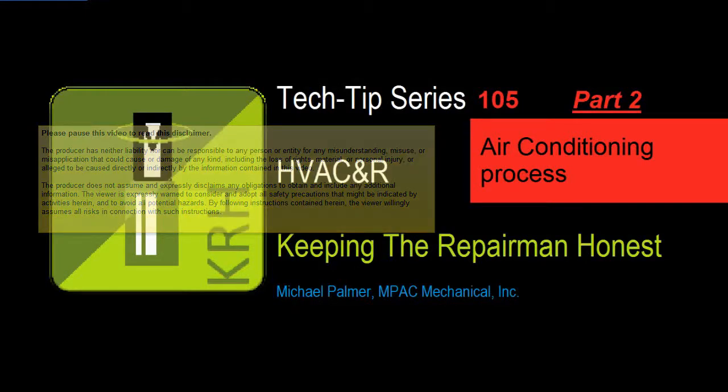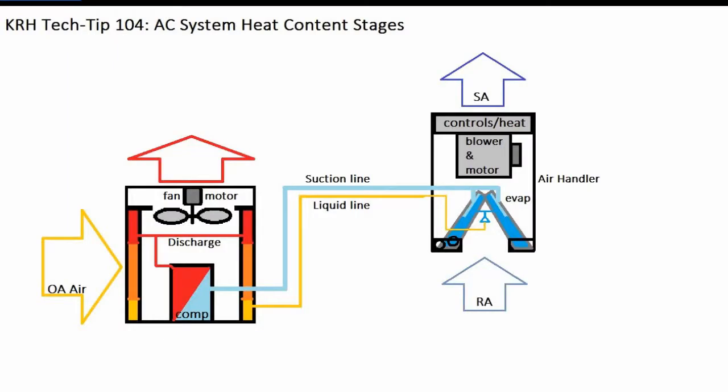This is part 2 of the air conditioning process. In our last video we talked about the condensing unit and the refrigeration process and the condenser. Now we're going to go into the evaporator.